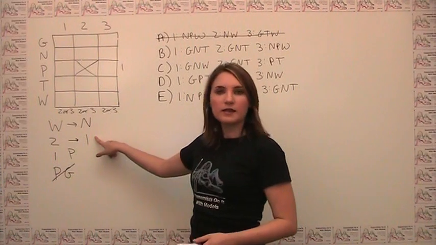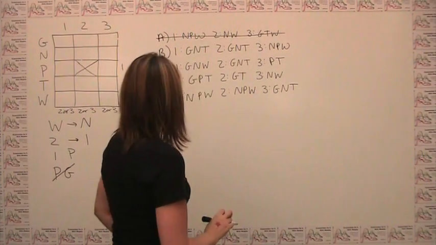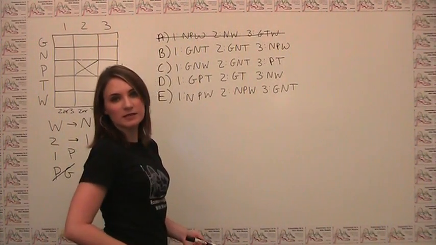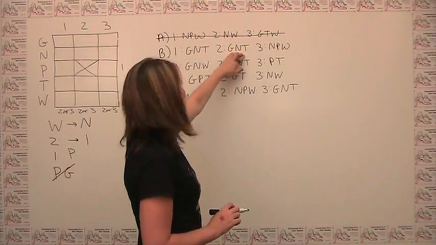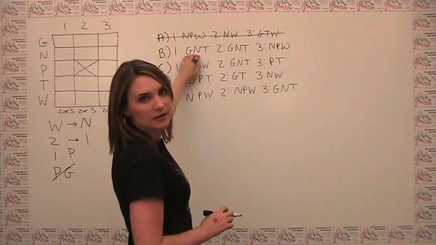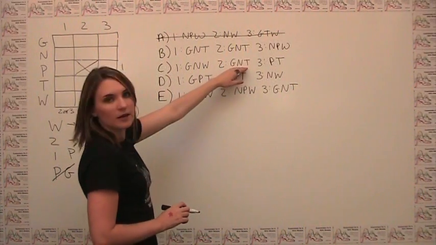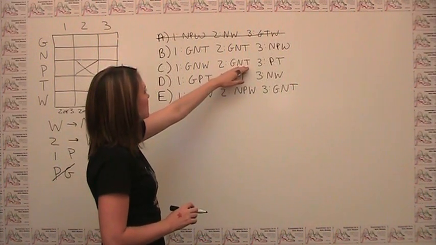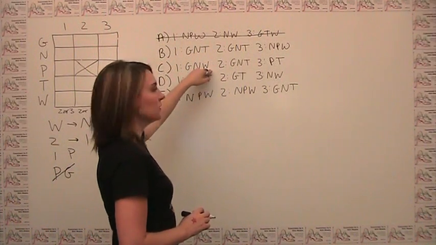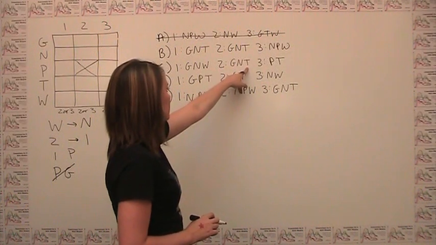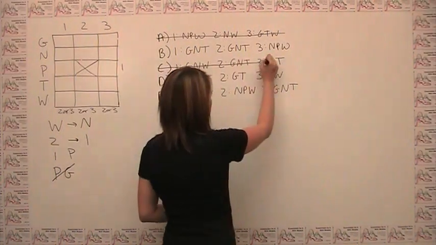The next rule says that anything that is recycled at center 2 is also recycled at center 1. So we can go through the 4 remaining answer choices and check against that rule. So here we have G, N, and T recycled at center 2, and all of those are recycled at center 1. So that satisfies the rule. Here we have in choice B, G, N, and T recycled at center 2, but then G, N, and W recycled at center 1. So we can identify T as something that is recycled at 2 but not 1, and therefore this rule is broken for choice C.